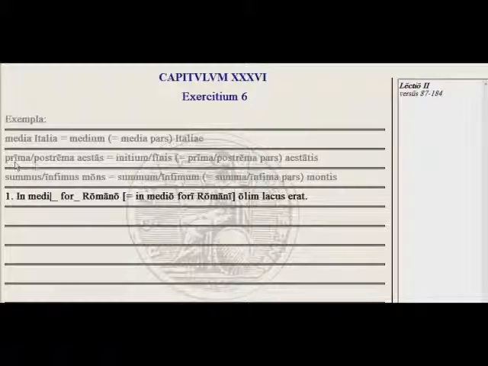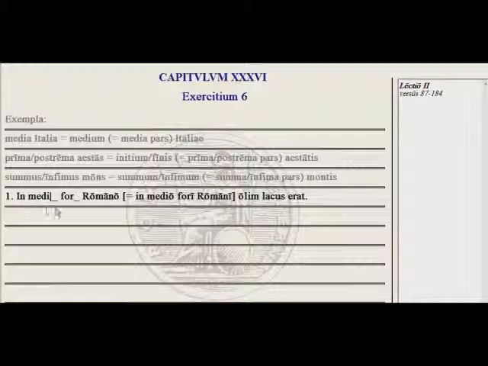Same thing here, prima or postrema aestas, so the first summer or the last summer, is actually initium or finis aestatis, the first part or the last part of summer. Prima pars or postrema pars aestatis. So summus and infimus mons, the high mountain, or the highest mountain, or the lowest mountain, is actually the highest part. The summa pars or infima pars, the highest or lowest part of the mountain. So let's practice that here.